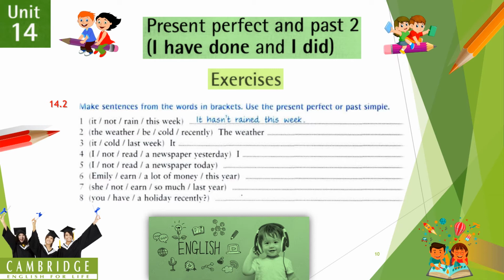Students, here you have 14.2. Make sentences from the words in brackets. Use the present perfect or past simple. So here sometimes the words are in a jumbled form. It is not in proper order. So you need to understand that you need to make this meaningful sentence. Therefore, you can make use of these words in order to make a meaningful sentence.